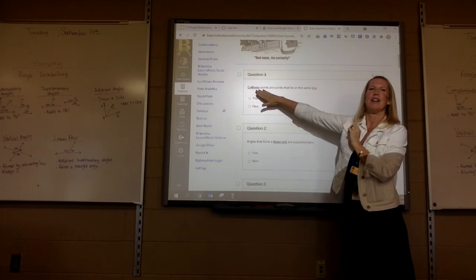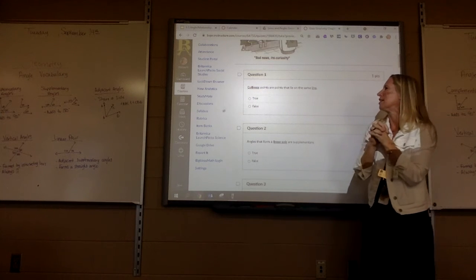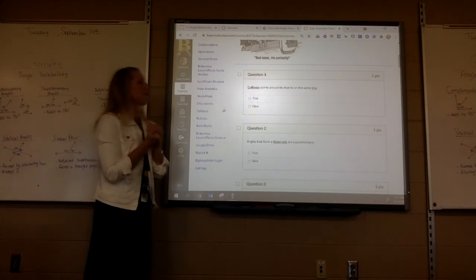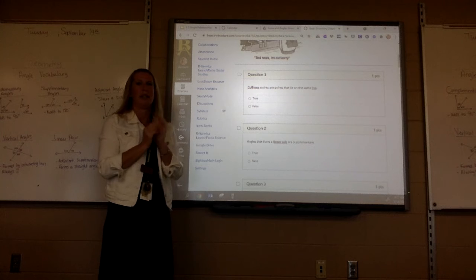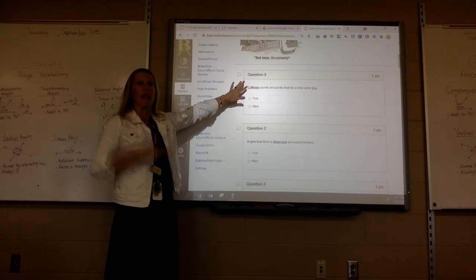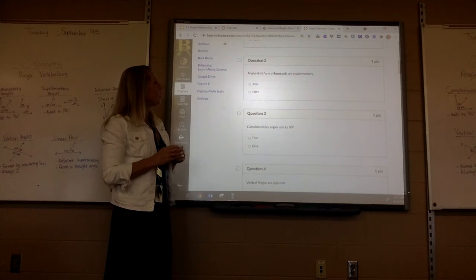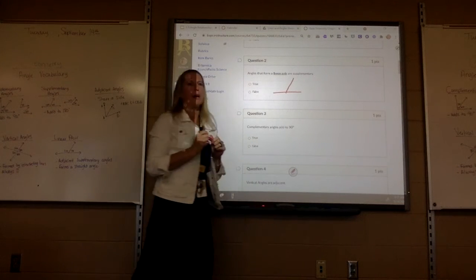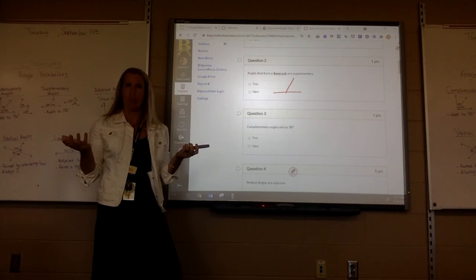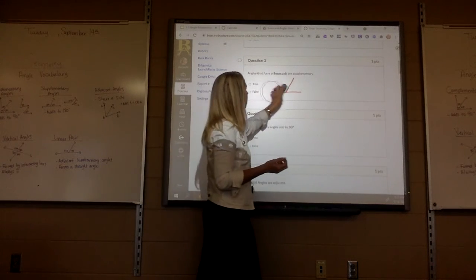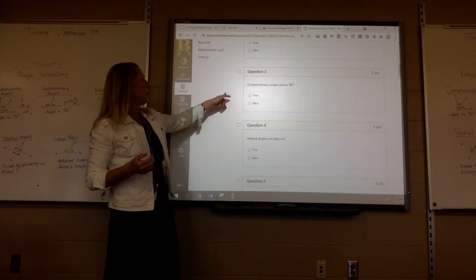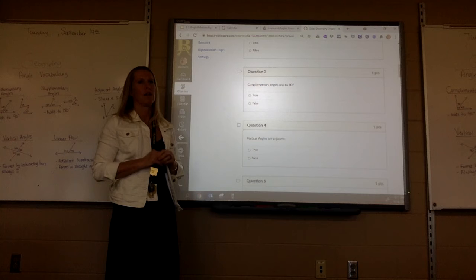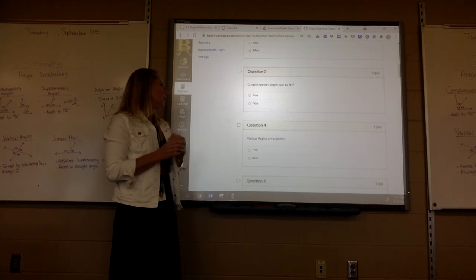Okay, so thinking of definitions. Collinear points are points that lie on the same line. True or false? True. They do lie on the same line. Collinear, same line. Coplanar, same plane. Angles that form a linear pair are supplementary. True or false? True. They add to 180, so that is also true. Complementary angles add to 90. True. Okay. Collinear, same line. Coplanar, same plane.